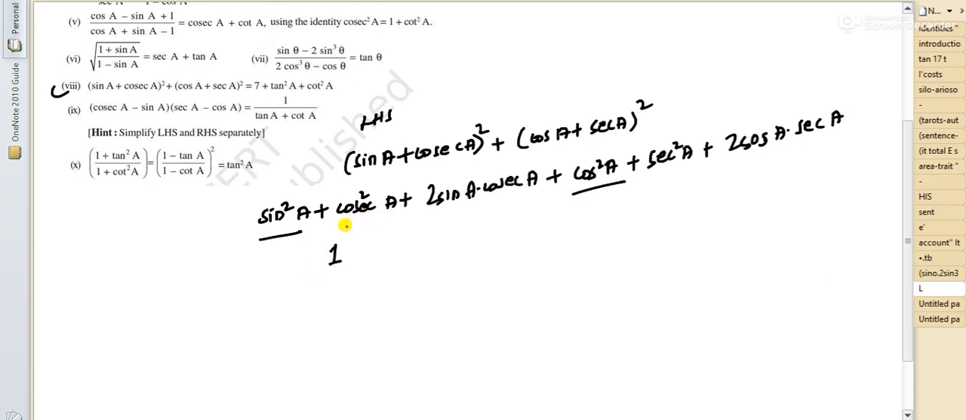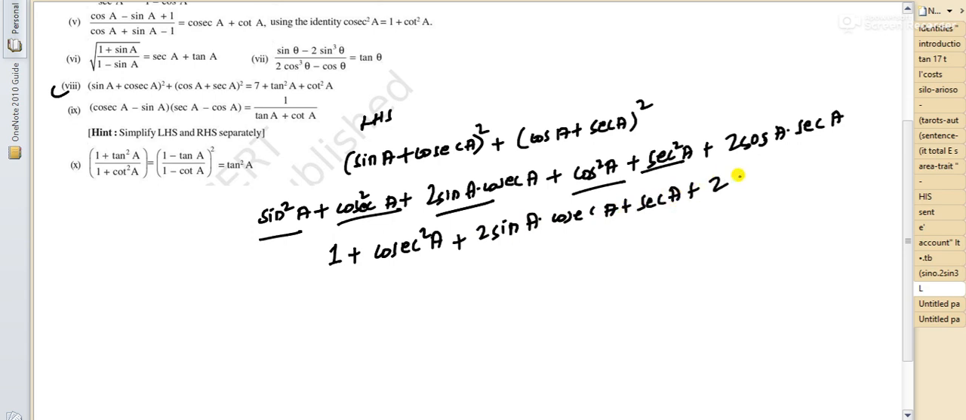Now if you look at here, can I write this as cosec? Yes, we have only cosec, so I will write it as it is, cosec square a, and this and this I will write as it is, 2 sin a into cosec a plus sec a and plus 2 cos a into what is that? Sec a.